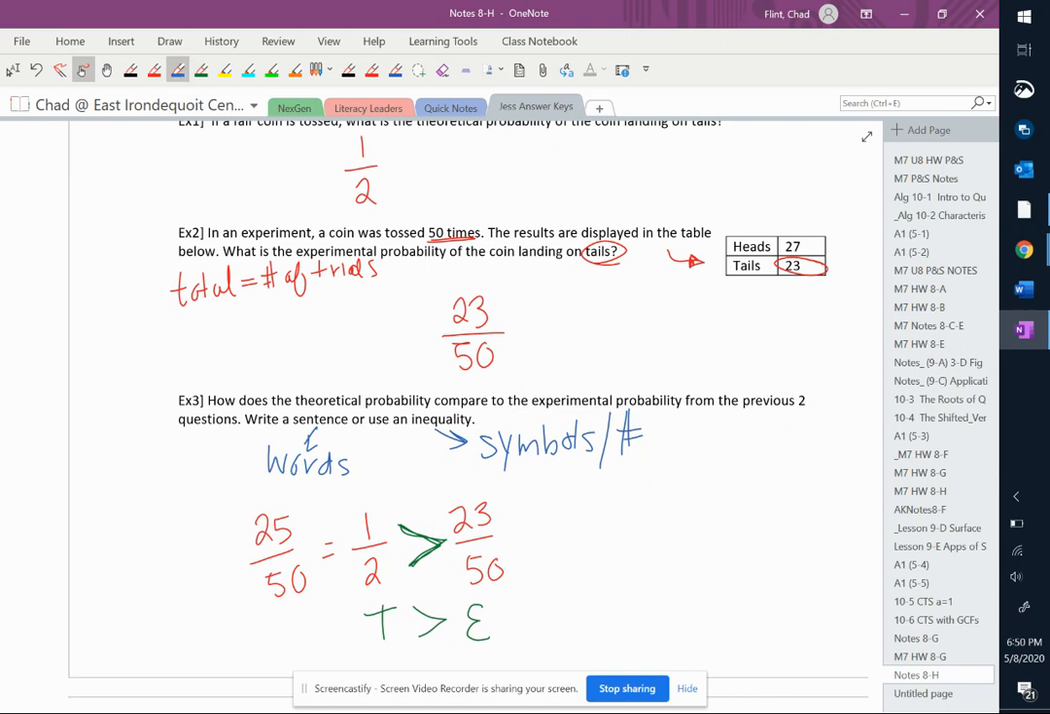Or you could write that out as a sentence. The theoretical probability, I'm going to abbreviate probability, is greater than the experimental.